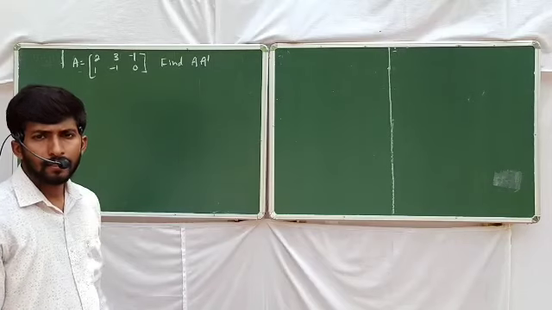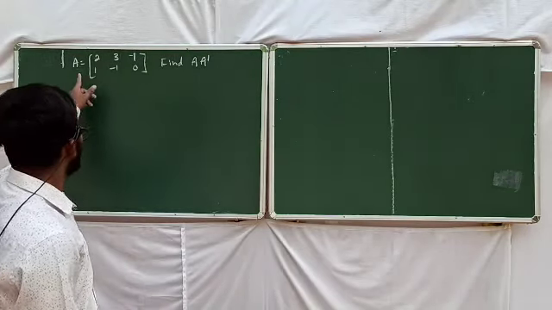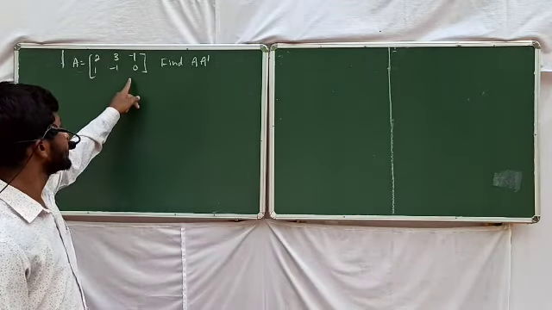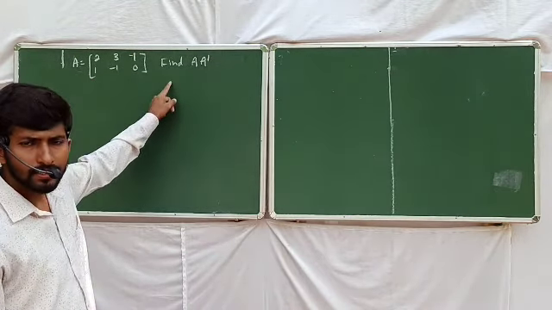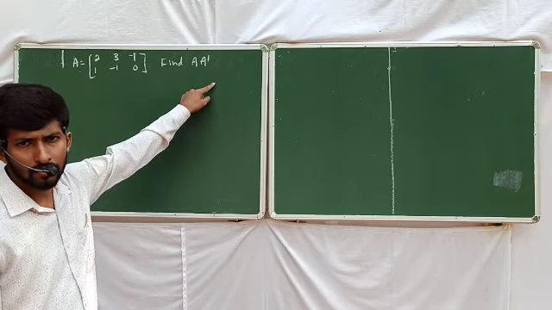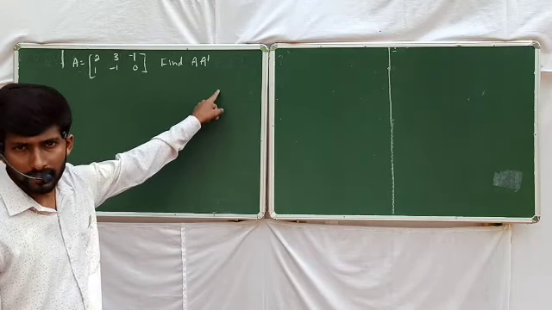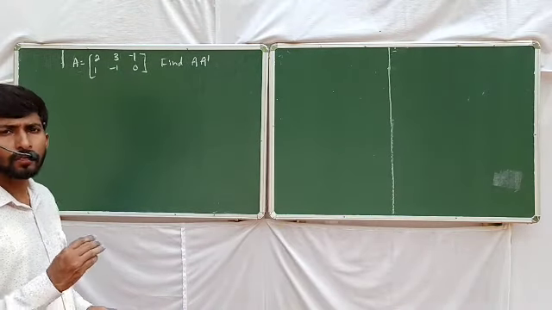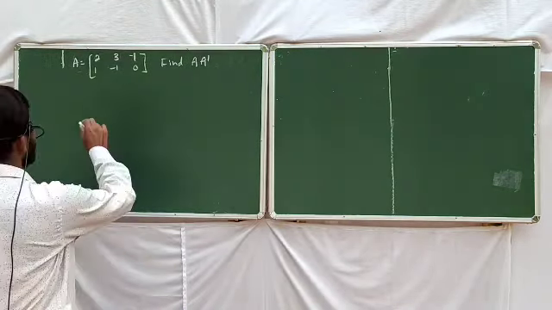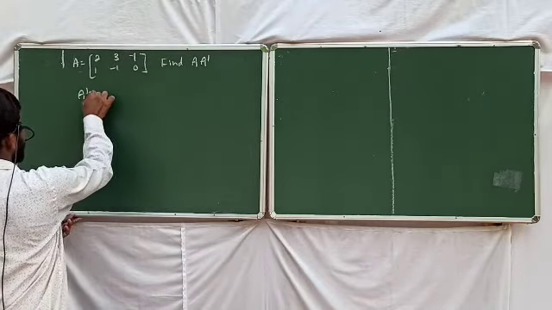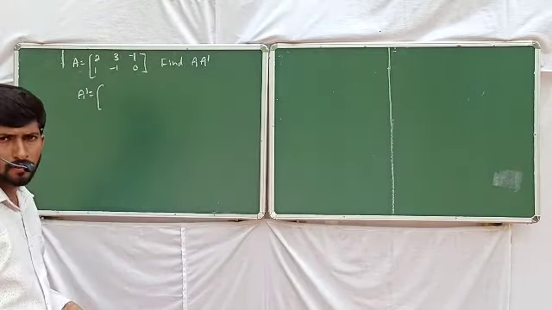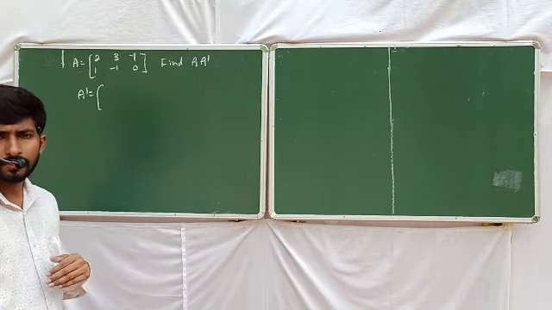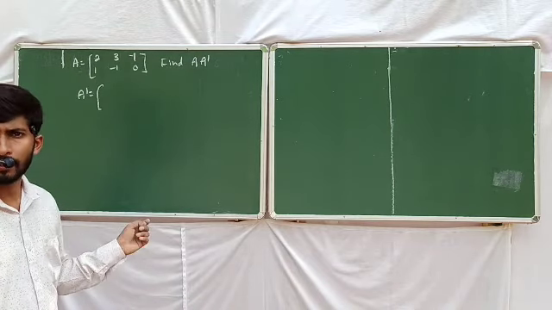See the next question. Matrix A is equal to 2, 3 minus 1, 1 minus 1, 0. The question is find A into A dash, that means A into A transpose. To solve this question, first you need to find A transpose. How to find A transpose? Transpose of a matrix is obtained by interchanging the rows and columns of the given matrix.